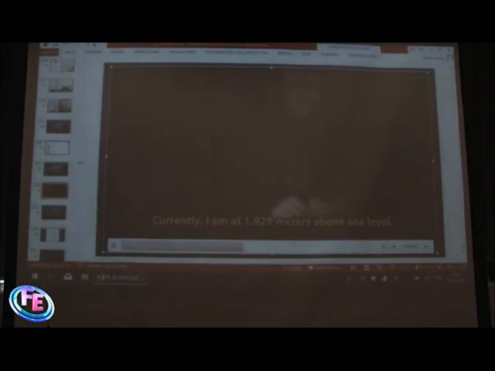Currently, I am at 1,929 meters above sea level. I'm not sure this can be seen here. I think it can.